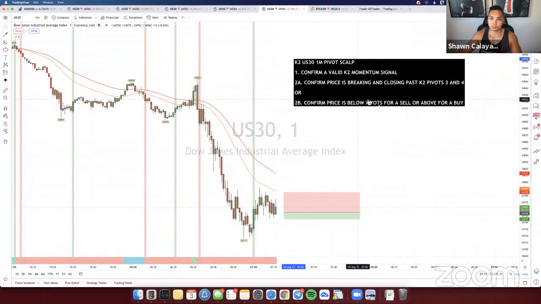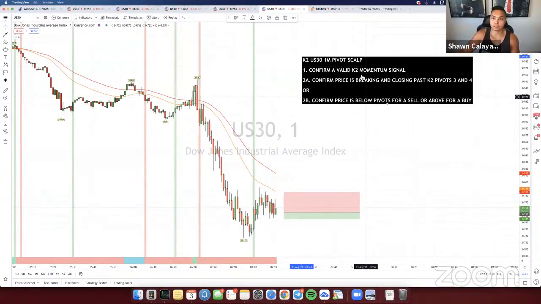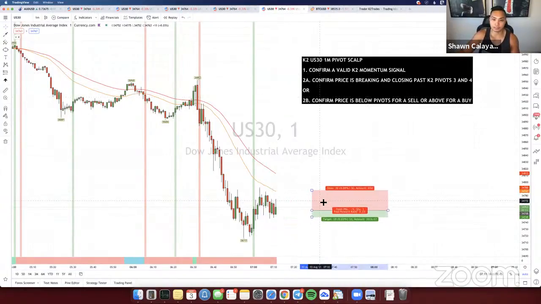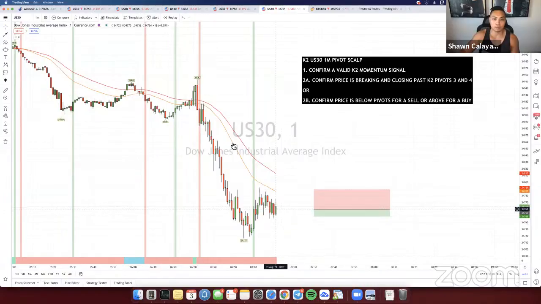So looking at these requirements right here, the first thing that we need is a valid K2 momentum signal, right? We don't have a valid signal here. If we get a valid sell signal where it's a sell signal with a red candle within it, that's going to confirm requirement number 1. Requirement number 2 is you want to confirm price is breaking and closing past K2 pivots, which are these 2 lines right here.